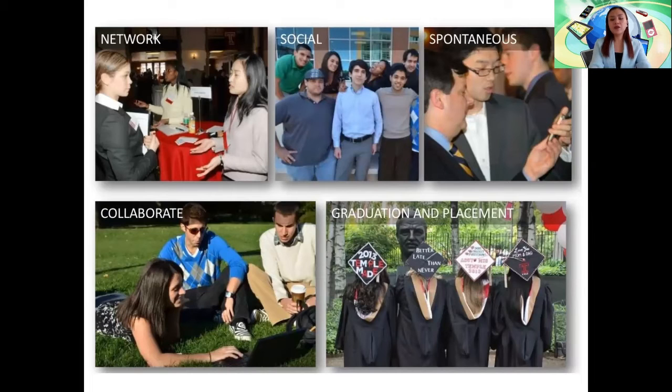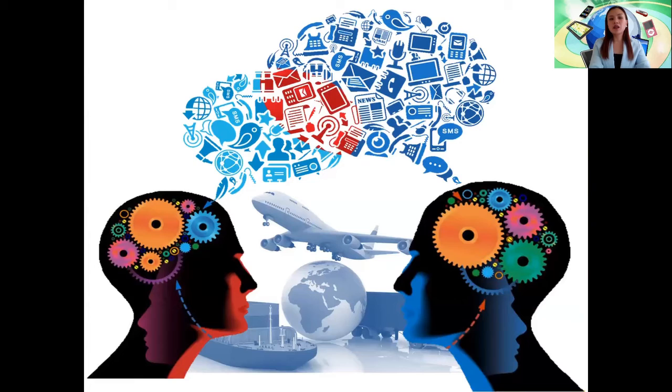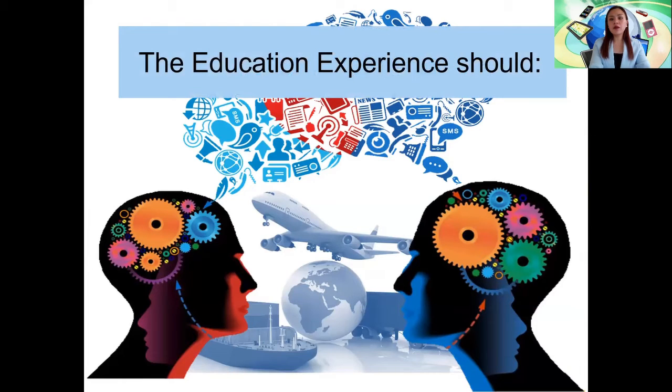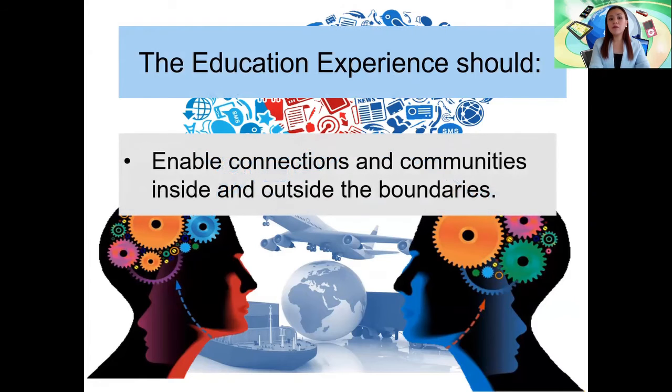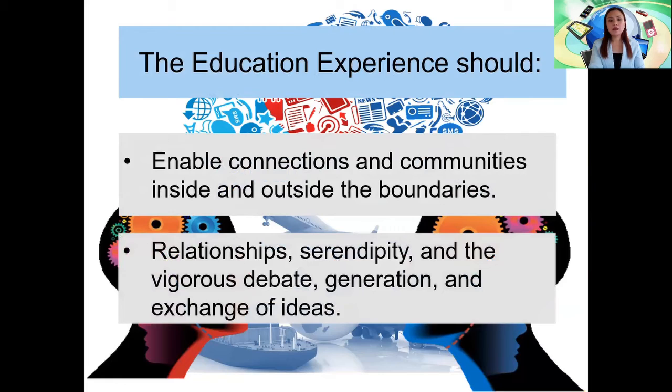So let's think about what will happen with this type of modern learning. The goal or the objective of this type of MIS is to enable connections and communities inside and outside the boundaries. As I said earlier, not just the people that you knew inside the classroom, but of course you will know a lot more. Then relationships, serendipity, vigorous debate, generation, and exchange of ideas.